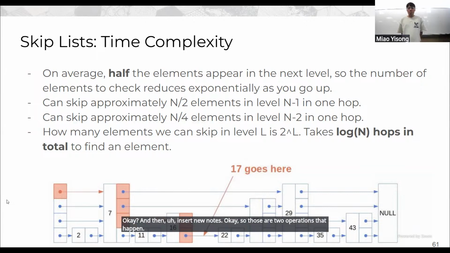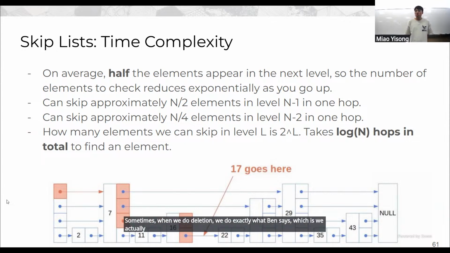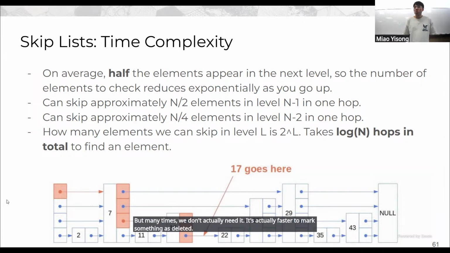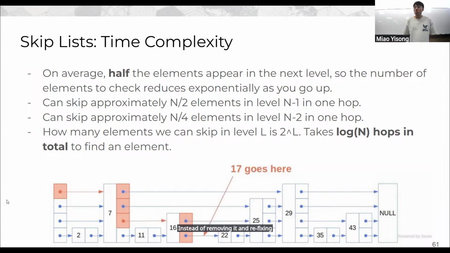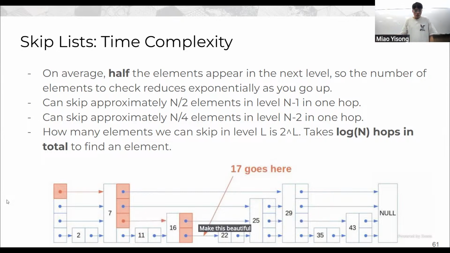Sometimes when we do deletion, we do exactly what Ben says, which is we actually delete from the data structure. But many times, we don't. It's actually faster to mark something as deleted instead of removing it and fixing the data structure. So occasionally, Spotlight will reindex, and it says all those deleted flags, I'm going to update them. I'm going to make this beautiful n over 2, n over 2, n over 2 linked list from scratch all over.